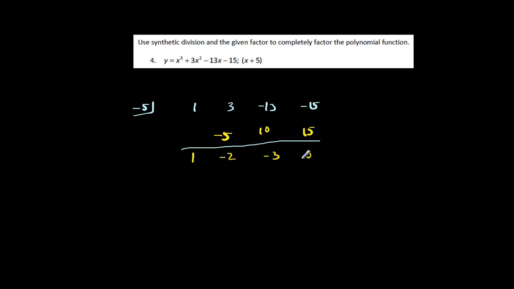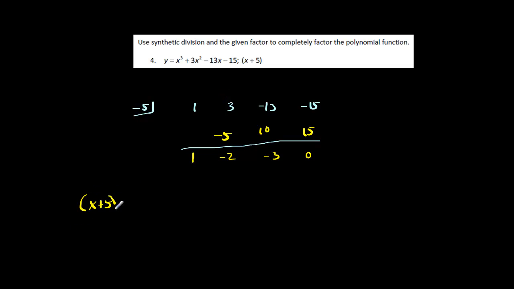Alright, so again we're going to use synthetic division. This time it's x plus 5, so we're going to put minus 5 here. 1, 3, negative 13, negative 15. Drop the 1, multiply, add down, multiply, add down, multiply, add down. So your remainder is 0. That means that x plus 5 is a factor.